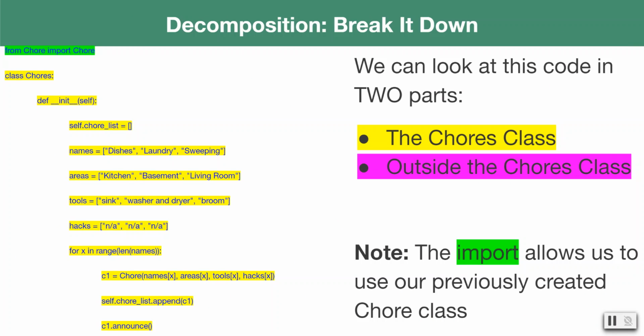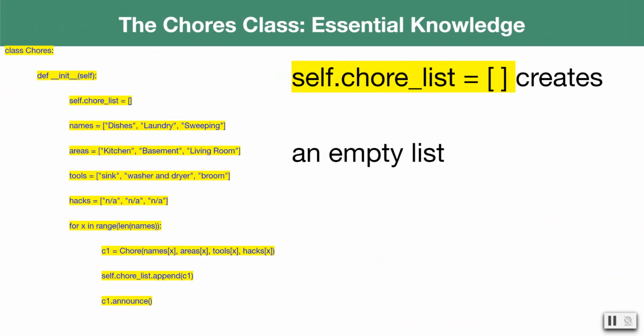As always, I try to break down the code. There's actually two parts: what's in the chores class, and what's outside the chores class. I did make a note about the import. It allows us to use our previously created chore class that we made in yesterday's lesson. So some essential knowledge, you're going to have to know that self.chore_list equals square brackets creates an empty list, and that empty list is going to come in handy later on.